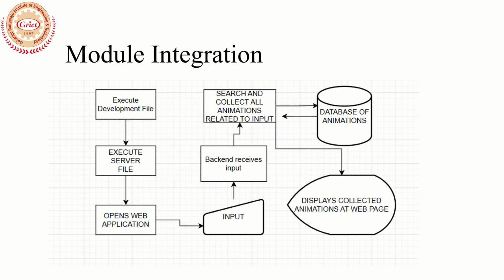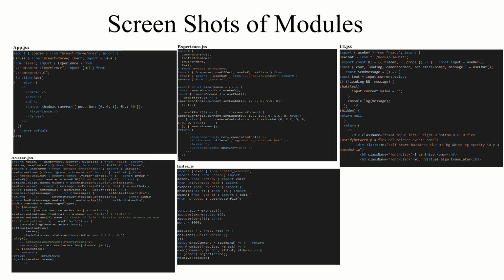Module integration. This is the integration method which we used to integrate our project. We will move further into the project. This is a snapshot of the code used in the project. App is the overall component which combines every other component and runs all at a time. Experience is a component which helps in the further processes. UI is the user interface. Avatar is a component which we'll see in the next slide. Index is something used to keep everything in check.